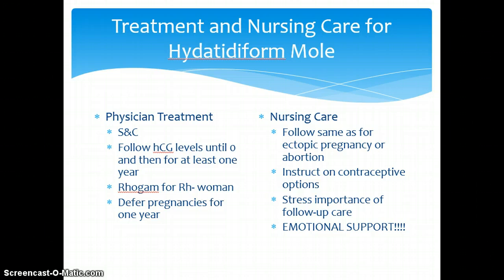Nursing care for patients that have had a molar pregnancy is the same as for an ectopic pregnancy or an abortion. The nurse needs to instruct this patient on contraceptive options and stress the importance of follow-up care. Emotional support is huge because now they've had this pregnancy and now are not going to be able to get pregnant again for at least a year. If they do get pregnant within the year, the chorionic villi from the molar pregnancy respond to elevated HCG levels and will grow, and that can develop into choriocarcinoma.